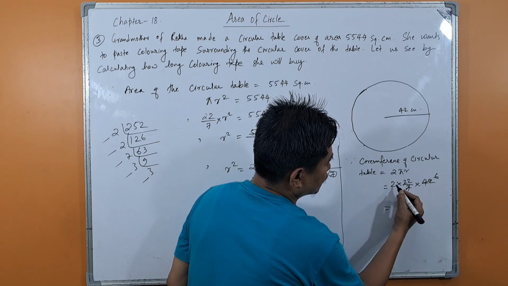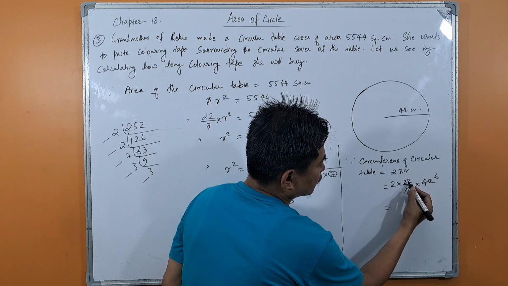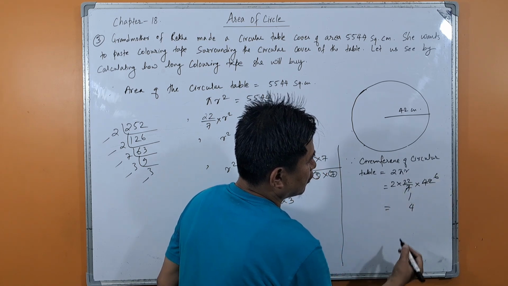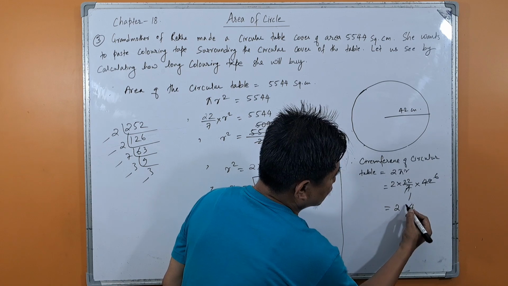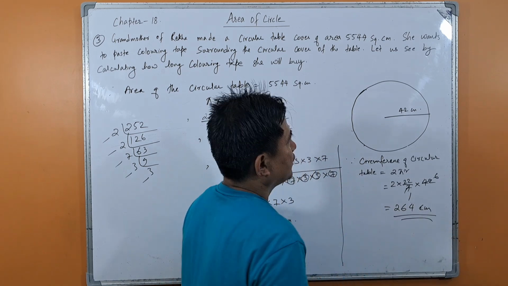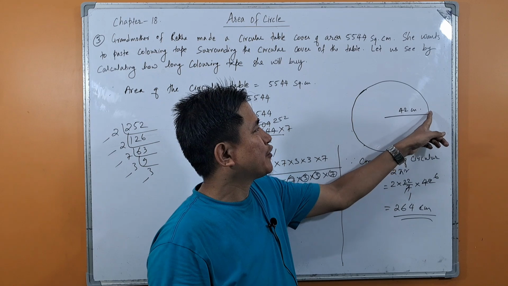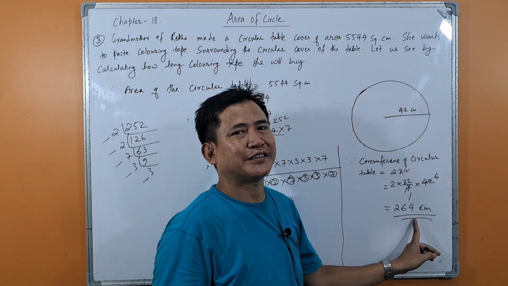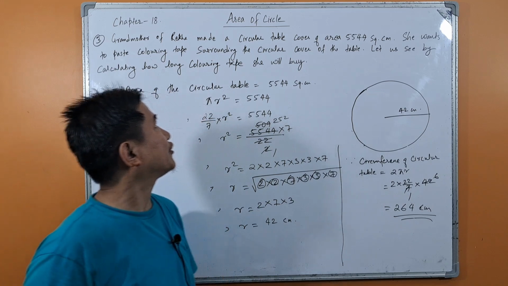6 2s are 2 into 6 is 12. 12 into 22. Okay, 12 2s are 24, 25, 26. So 264 centimeters. Length of the coloring tape required to surround this circular table is 264 centimeter. Okay, this is the solution for question number 3.